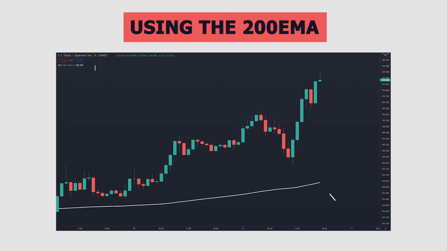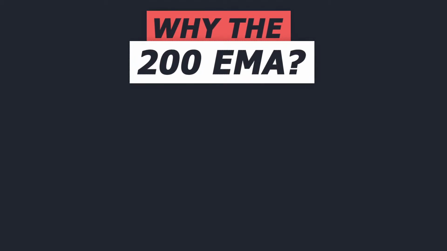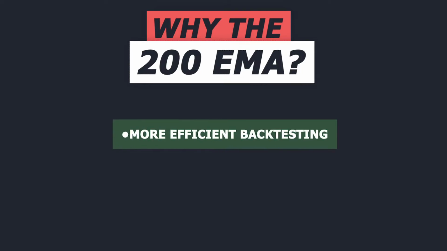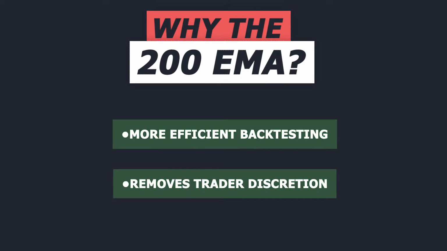By using the 200 EMA on the hour time frame, we're able to quickly assess where price is currently in relation to the previous 200 hours of trading. This mechanical method of attaining directional bias not only makes backtesting the strategy significantly more efficient, but it also removes an element of discretion from what is a very discretionary based system.